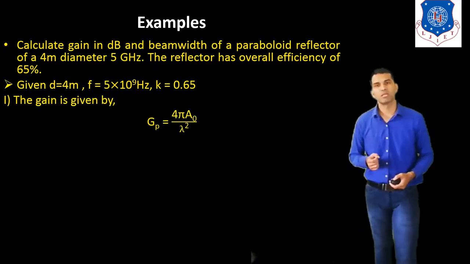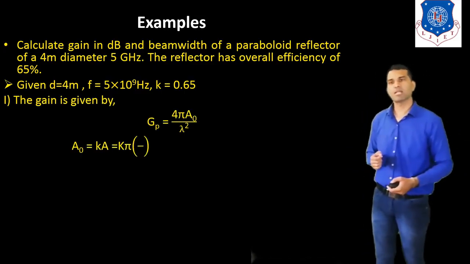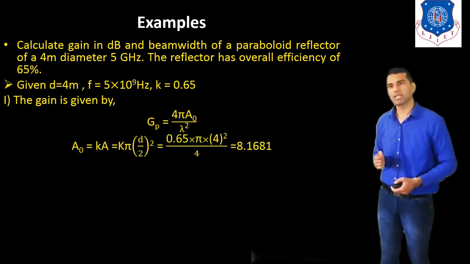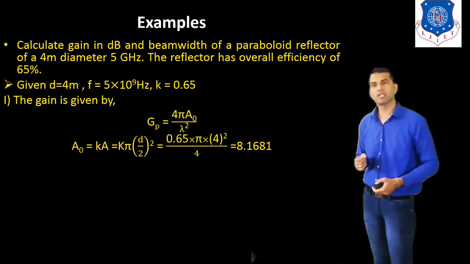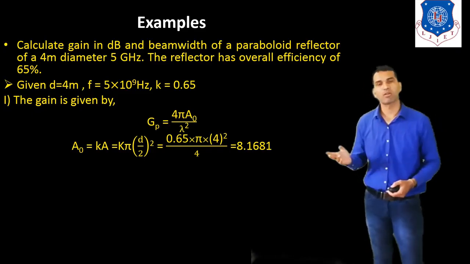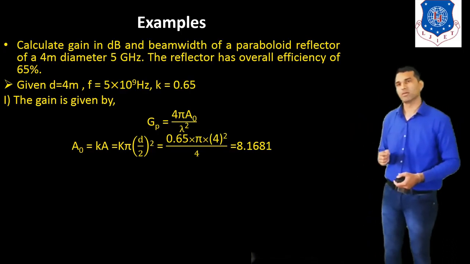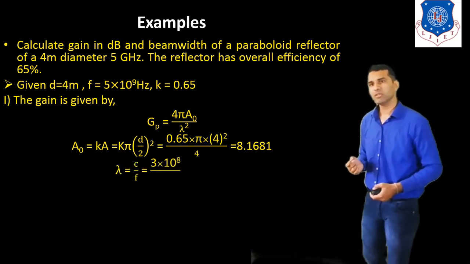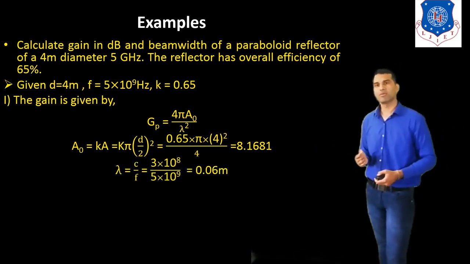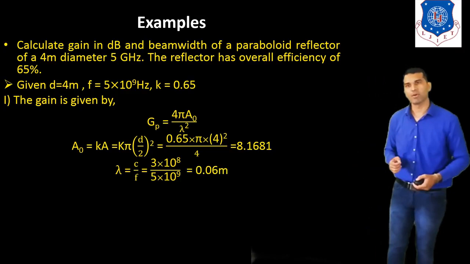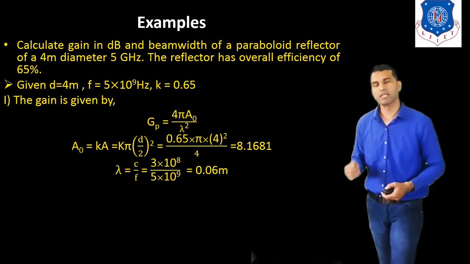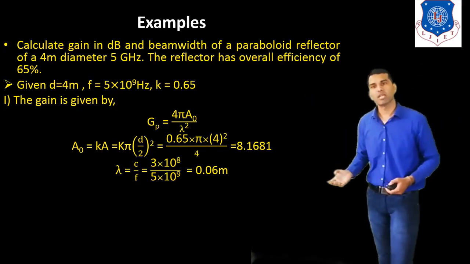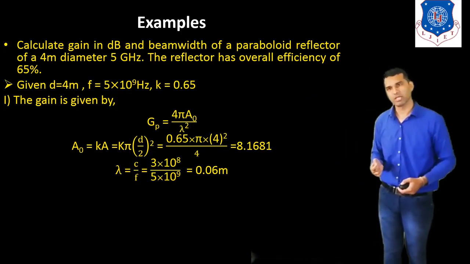We have the equation Gp is equal to 4 pi A0 upon lambda square. First we calculate A0. For A0 we have the equation K into A, and we know that A is nothing but pi D square by 4, or we can also write pi into (D by 2) square. So we get A0 is equal to 8.1681. We also calculate lambda using the equation lambda is equal to C by F, where C is 3 into 10 raised to 8 and the frequency is given as 5 into 10 raised to 9. So we get lambda is equal to 0.06 meter.